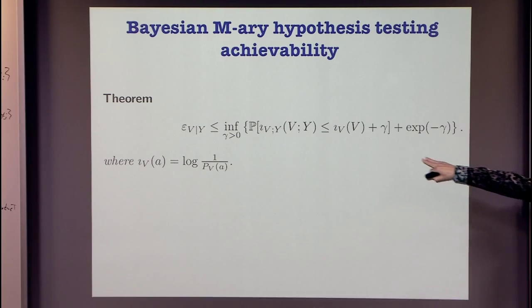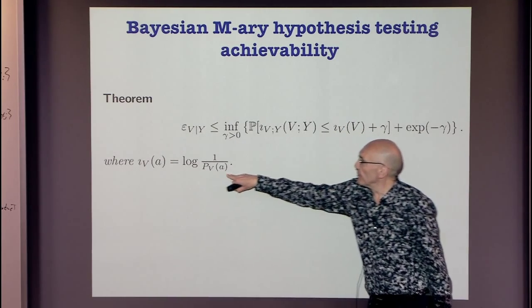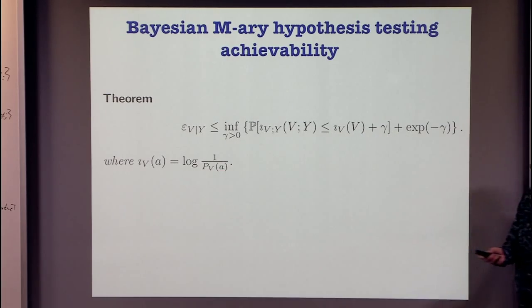The only thing here I didn't define, maybe I should have defined at the beginning, is the information function. Okay, so this is just the logarithm of the reciprocal of the probability.